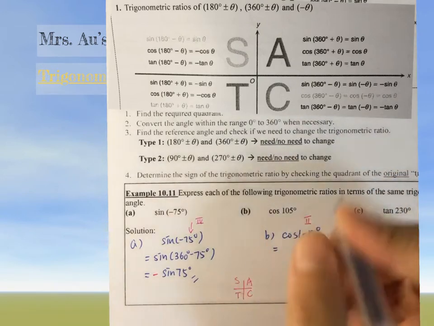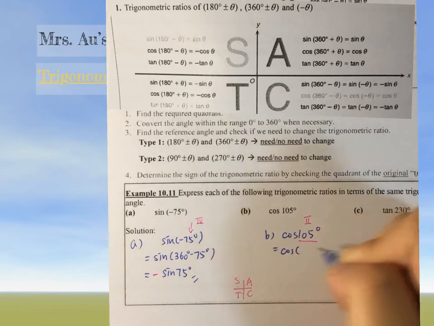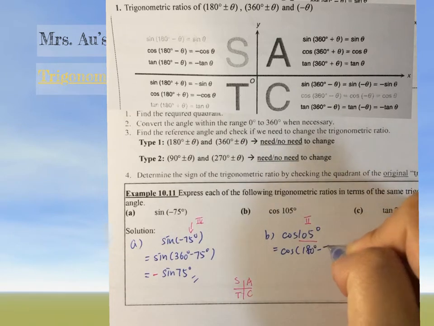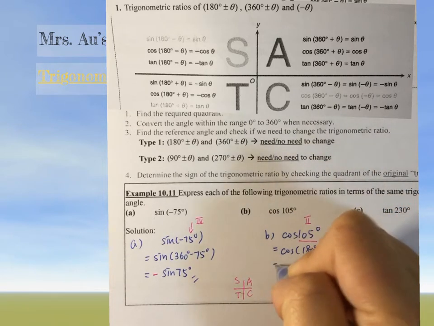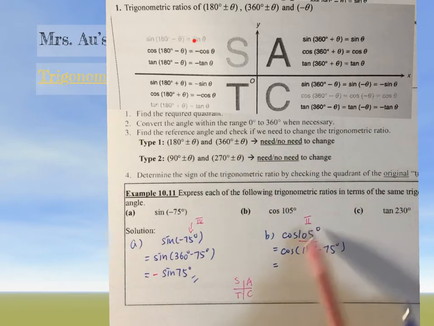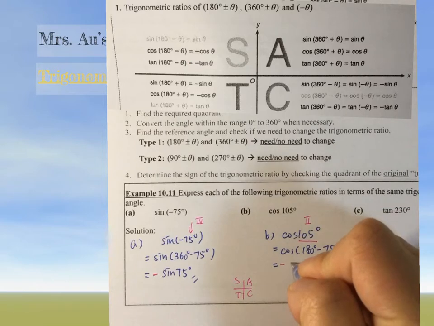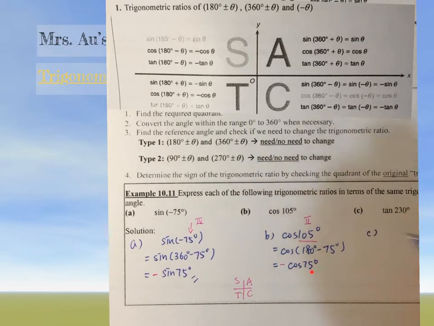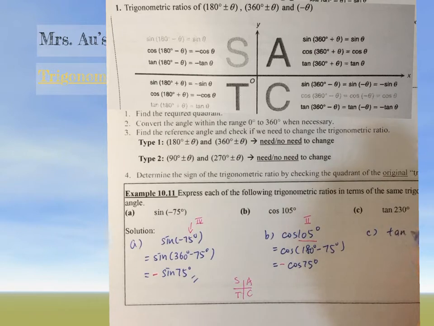So for cosine, you see that for 105 degrees, this is originally in quadrant 2, and we change it by using cosine 180 degrees minus theta, this one. So you also check it out, it becomes negative cosine theta. The theta is 75 degrees. Okay. And you do it similarly for tangent.